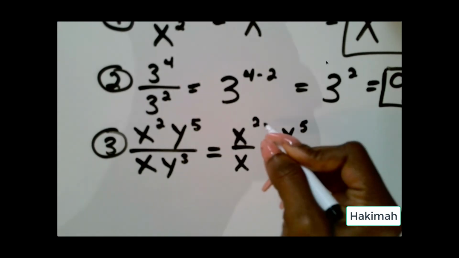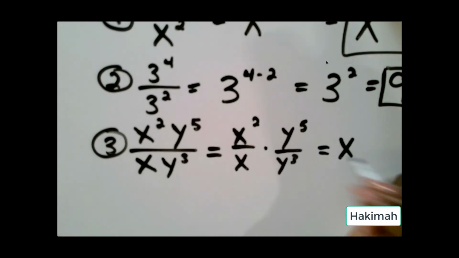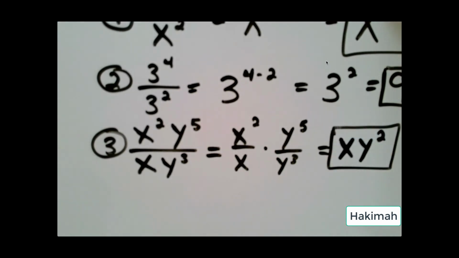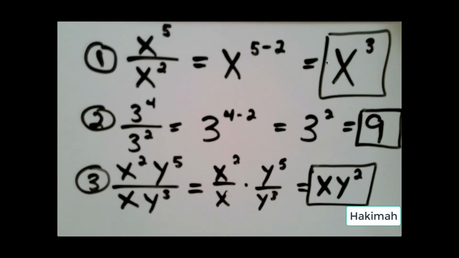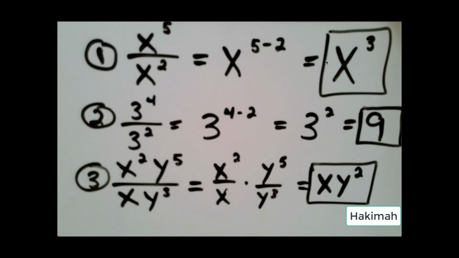This gives us 2 minus 1, which is just x. 5 minus 3, which is y to the second power. And that will be our final answer there. Very simple. Dividing with the same base. Keep the base, subtract the exponents. 2 minus 1. Remember, when you don't see an exponent there, that means it's a 1. 2 minus 1 is 1. Keep our base y. 5 minus 3 is 2. Very, very simple. All you need to do is remember, anytime you are dividing with the same base, you keep your base and you subtract that exponent.